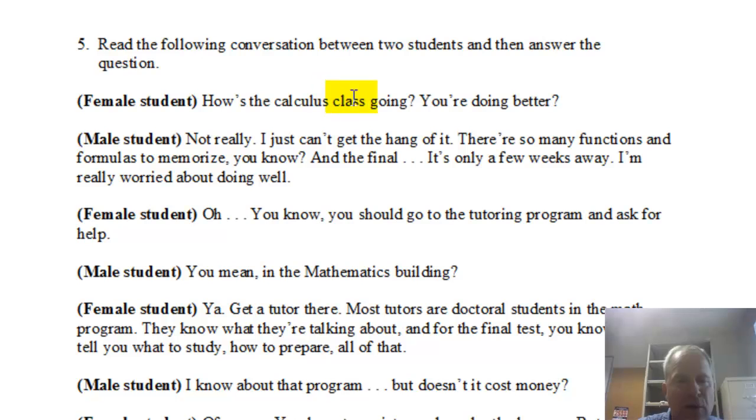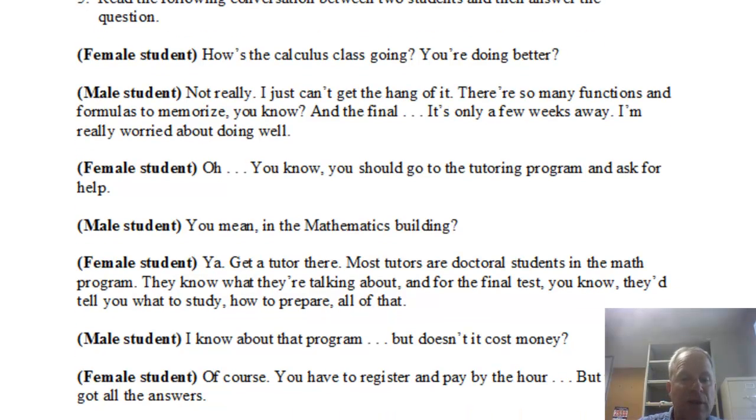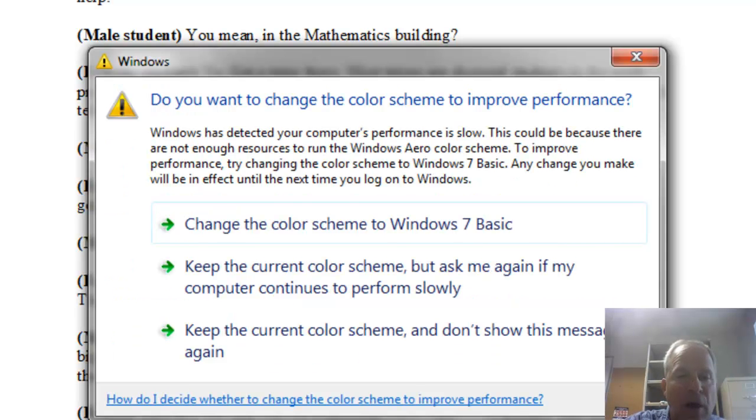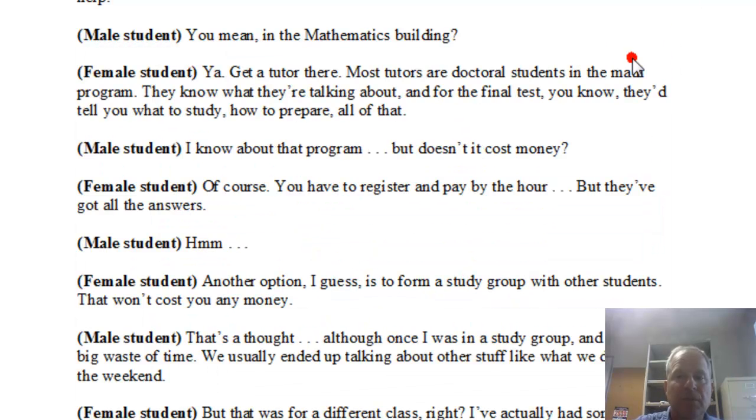So, you have the exchange between the female and the male student. How is your calculus class going? The male says, not really, I just can't get the hang of it, and so on. So you have this conversation. Now let's go down and take a look at the question. It says, briefly summarize the problem the speakers are discussing. Then state which solution you would recommend. Explain the reasons for your recommendation.